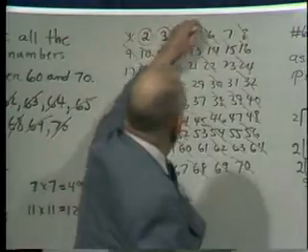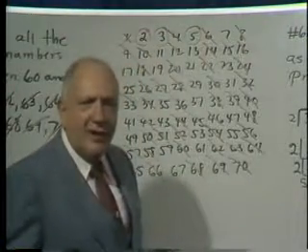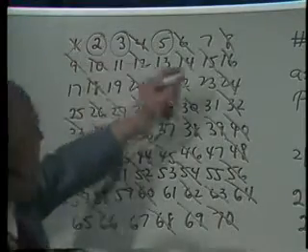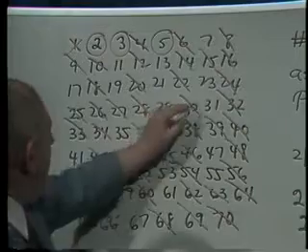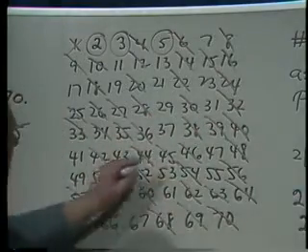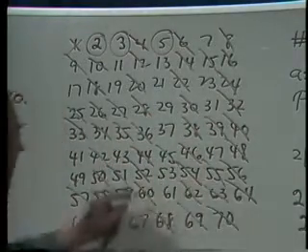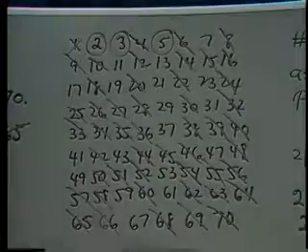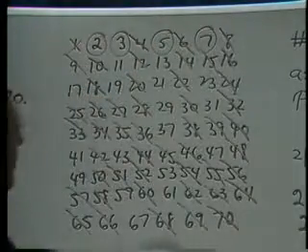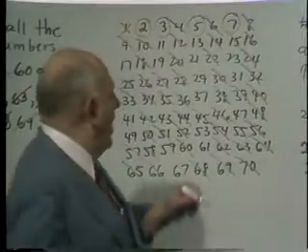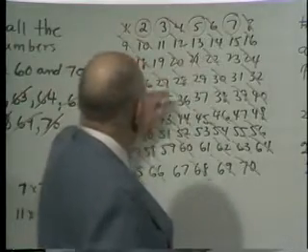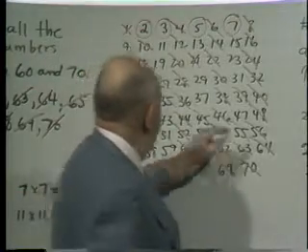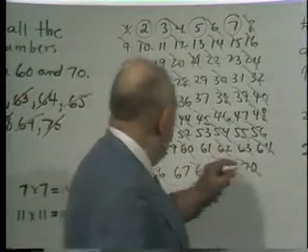The next number I come to is 5. I can now cross out what? All the multiples of 5. That's 10. See, if they're gone, I don't cross them out again. 15, 20, 25, 30, 35, 40, 45, 50, 55, 60, 65, 70. The next number I come to is 7. So now I can cross out all the multiples of 7. What are they? 14, 21, 28, 35, 42, 49, 56, 63, 70.